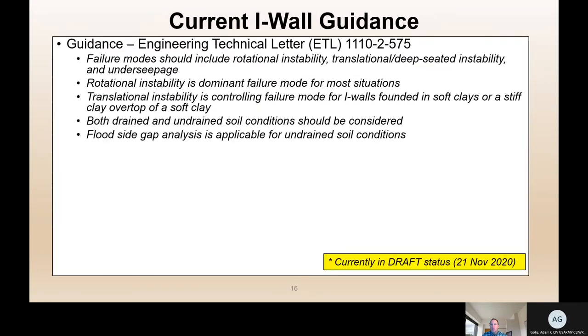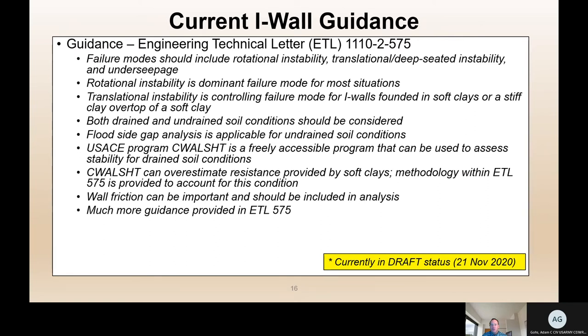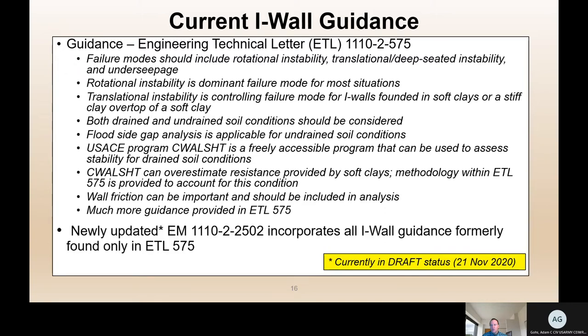So the current I-wall guidance is really contained in Engineering Technical Letter 575, ETL 575, and that's evaluation of I-walls. It was written after Katrina, in, I believe, 2011. It was rescinded because the sunset date happened, and then it was reissued to continue use because the current plan is for a rewrite of Engineering Manual 2502, which covers levees and hydraulic retaining structures, which contains all flood walls. We'll incorporate all the information from ETL 575, as well as all the other information that was in the old 2502 and updates to that.